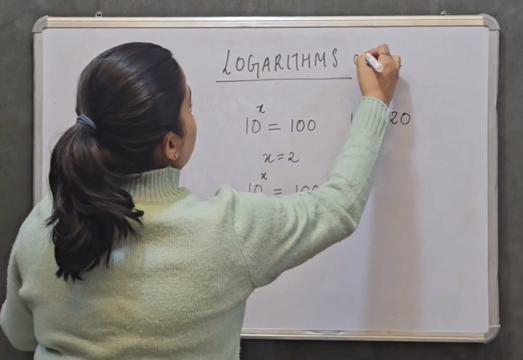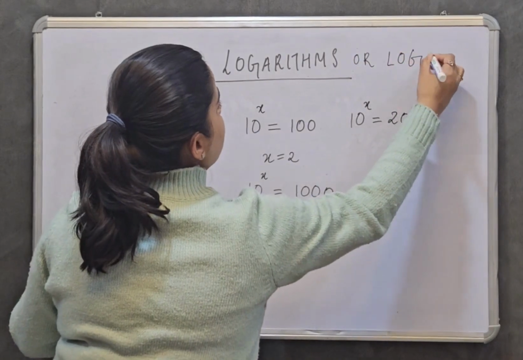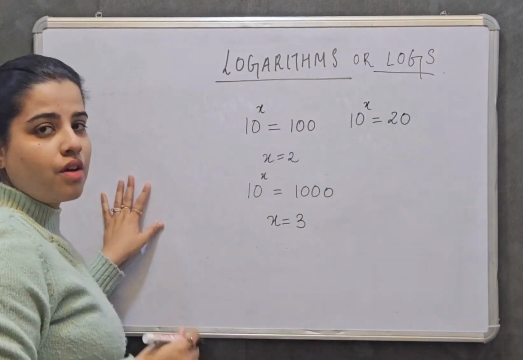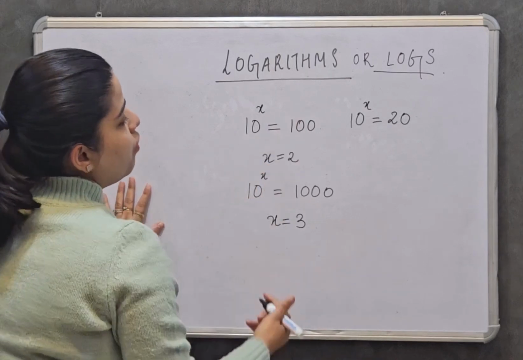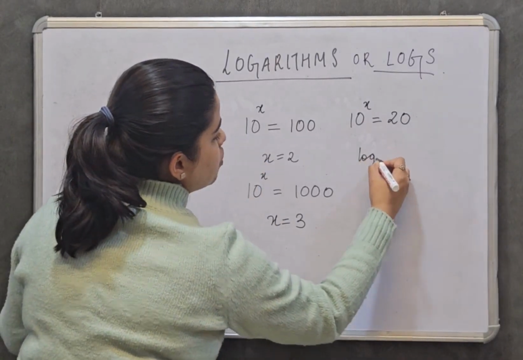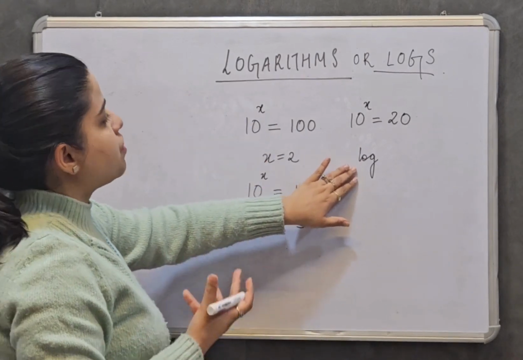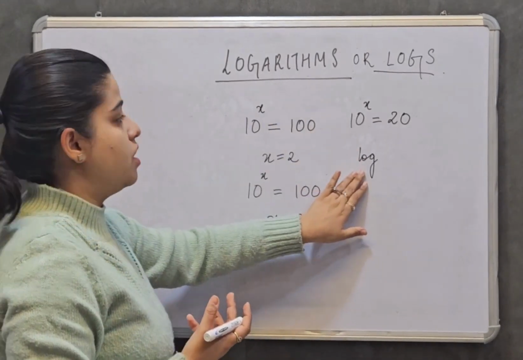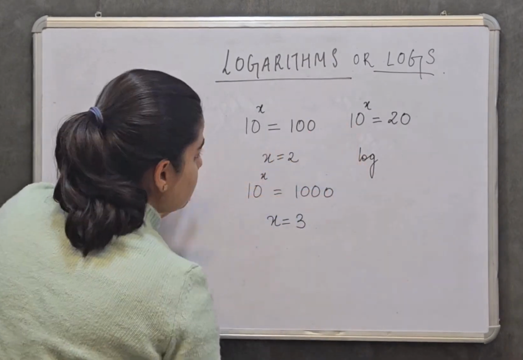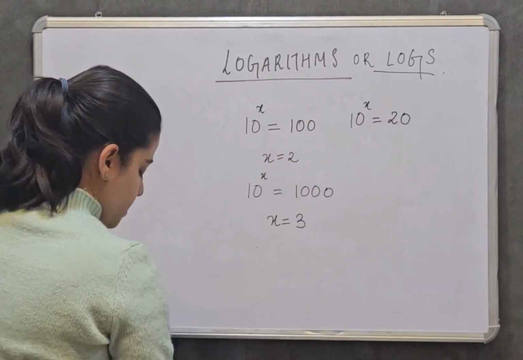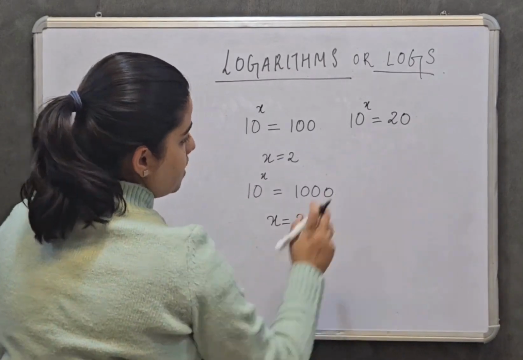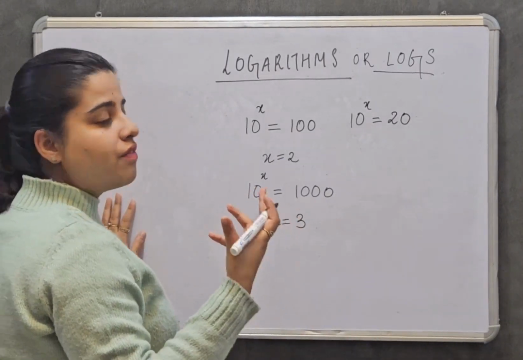Logarithms or logs. Logs is just the short form of logarithms. The symbol of logs is LOG; as an abbreviation, you can write logarithms as LOG. Suppose you have to find the value of x in this case, 10 raised to the power x is equal to 20. With the help of logs, we can find the value of x.